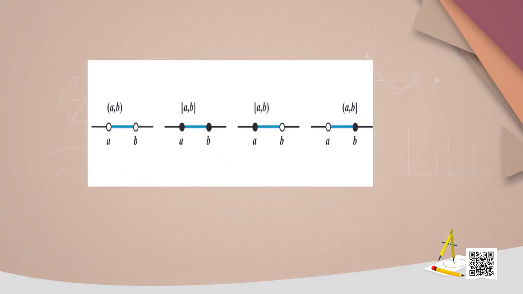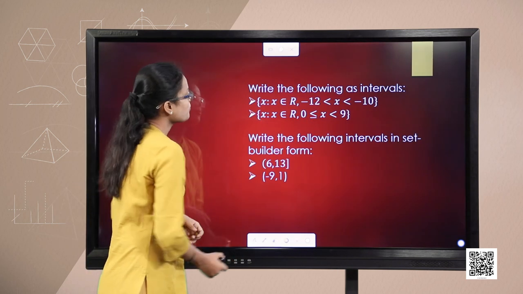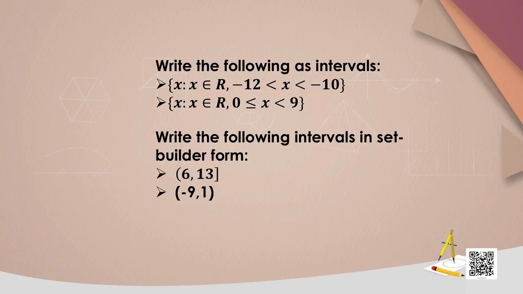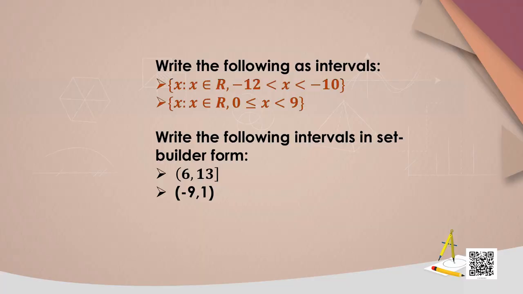Now it is clear that in this interval, A point is included, but B point is not included. And in the last interval, which is semi-open and semi-closed, A point is not included, but B is included. So let us take one question and understand it more profoundly. In this, write the following as intervals. Set builder form is given for the sets, and we have to convert it into an interval.